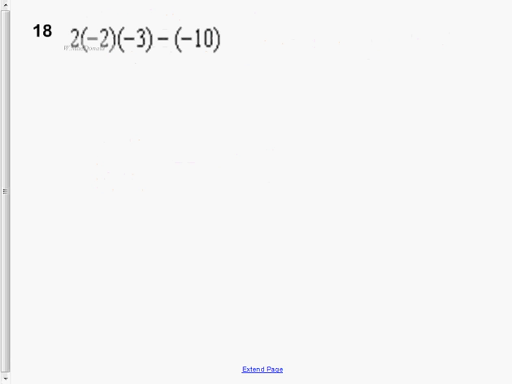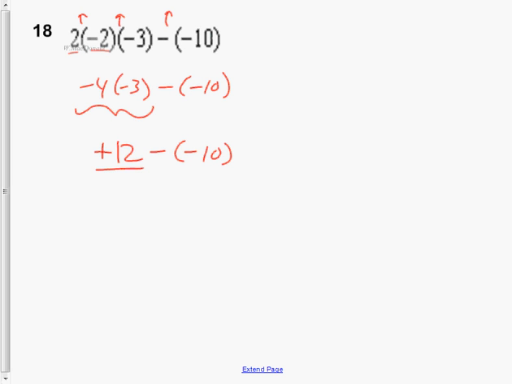Question 18. We have three operations: 1, 2, 3. I'll do my multiplication first. So 2 times negative 2 is negative 4. Negative 4 times negative 3 is positive 12. Keep your first integer, change it to addition, use the opposite. Your answer is positive 22.